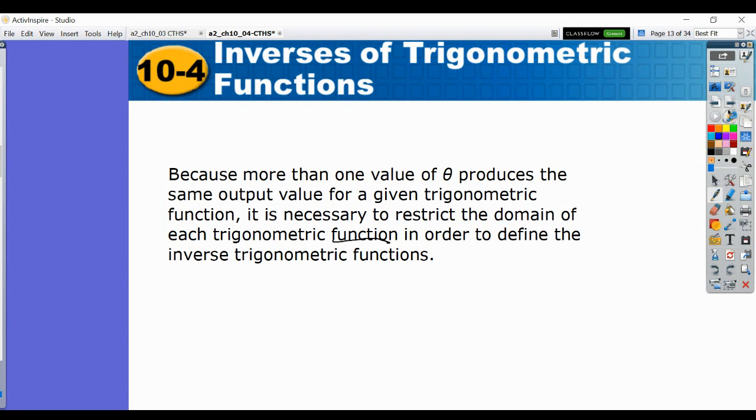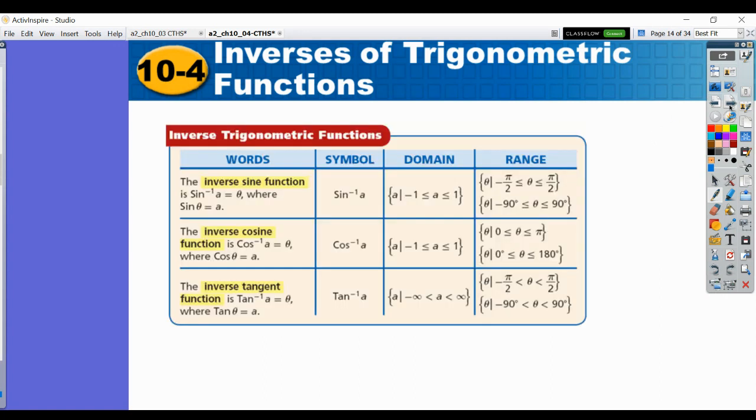Now, in order for this to be a function, I don't want to have more than one answer. So we have this infinite number of answers that can kind of be a problem in math. Sometimes when we ask something, we only want one output. So what we do to make this an actual function is we are going to restrict the domain for sine, cosine, and tangent. Each one kind of has their own little rule.